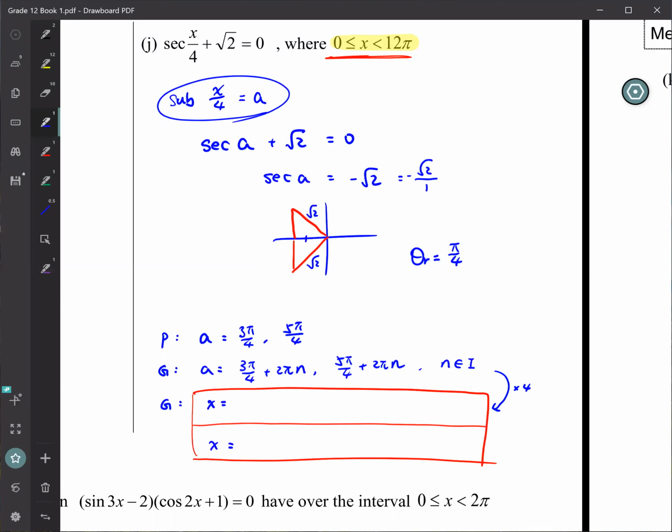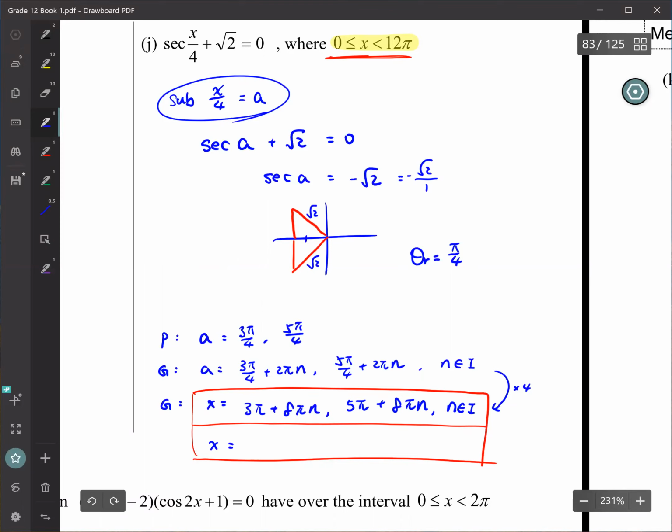Okay, Donna, what's your general solution? 3 pi plus 8 pi n, I think it's 4 pi plus 8 pi n. Say that again. Oh wait, no, it's 5 pi plus 8 pi n. Yeah, that's right. Anything else? And n is an integer. Okay, when you times it by 4, it just cancels out the denominator, right? So once you get that, we can get all the answer in domain.